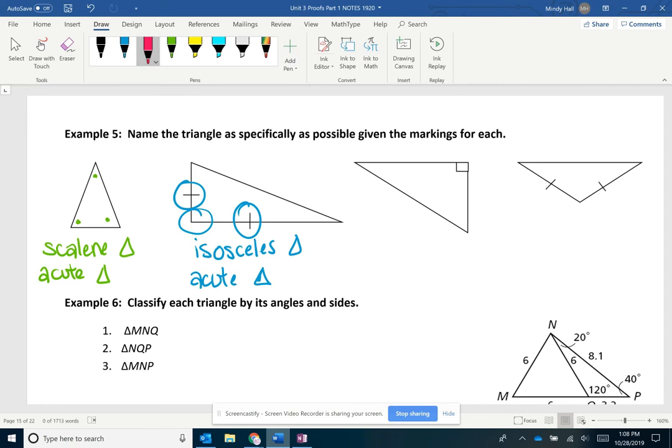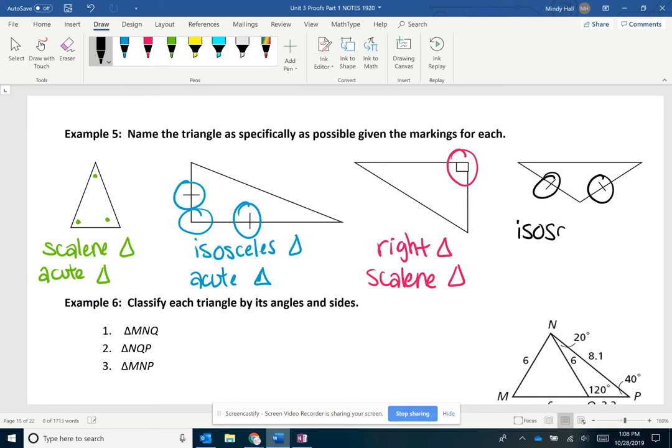So then with the third one, we have this right angle. So we know this is a right triangle. And then with the sides, we have no equal markings, so that would mean that this is also a scalene triangle. And then last but not least, we have this one at the end. We have 2 tick marks, which gives us an isosceles triangle. And then looking at the angle, we have 1 obtuse angle, so this would be an obtuse triangle.